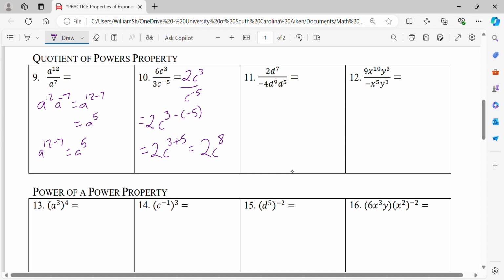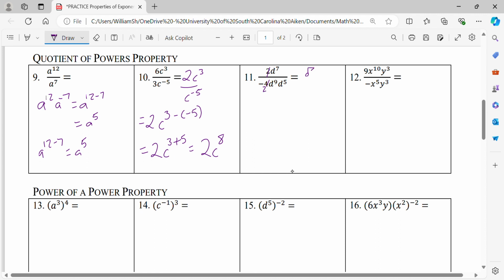Now let's look at number 11. Getting progressively harder here. Now I have 2 times d to the 7th over negative 4 times d to the 9th times d to the 5th. In my first step, I'm going to simplify here. I basically have a fraction, a 2 over negative 4. What does that simplify to? Hopefully we can jump and simplify that to negative 1/2, where basically this 2 cancels this out. We cancel a 2 out of here. We're left with a 2.